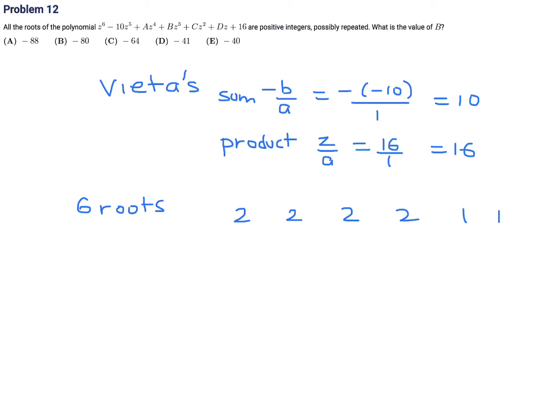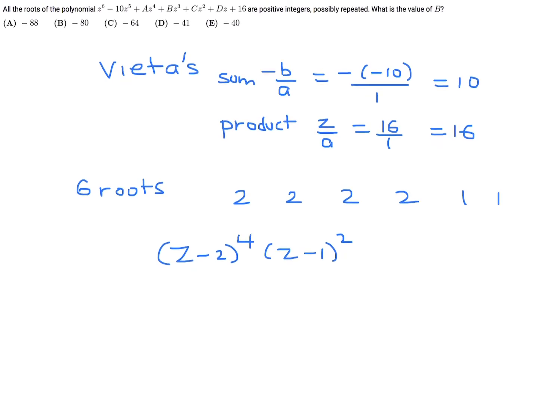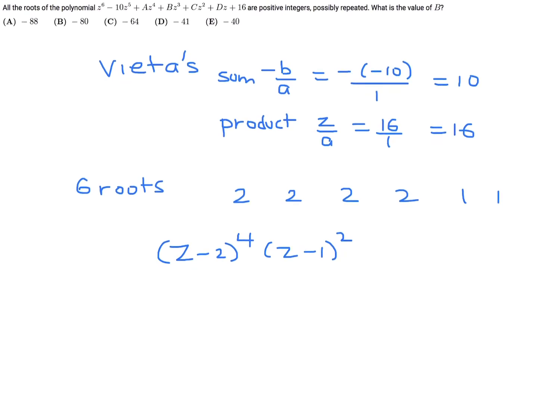So that means my polynomial is (z minus 2) to the power of 4, (z minus 1) to the power of 2. Okay, so now we do what nobody likes to do, which is expansion. So z squared minus 4z plus 4. And then I'll do that again, z squared minus 4z plus 4. And then z squared minus 2z plus 1.